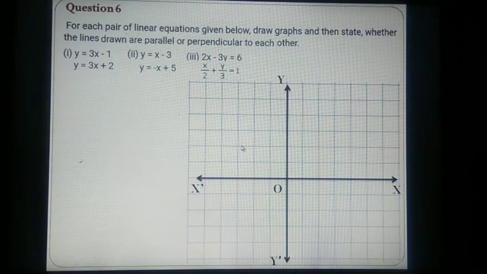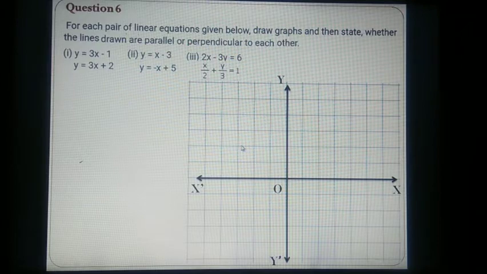Now let's take the next question. So here you have been given a pair of lines. You just need to draw the graphs of the given pair of equations, and you just need to check whether the given pair of equations are parallel or perpendicular to each other. So let's have a look at this particular problem.